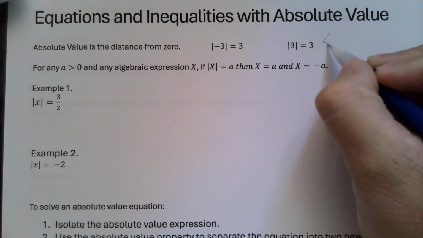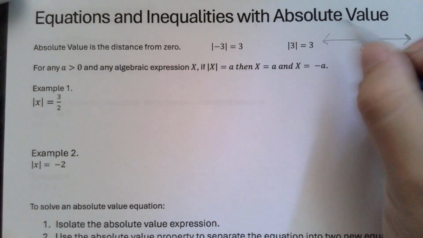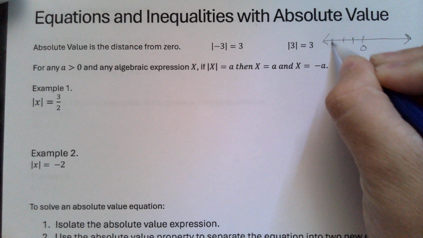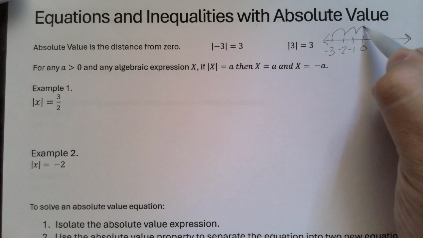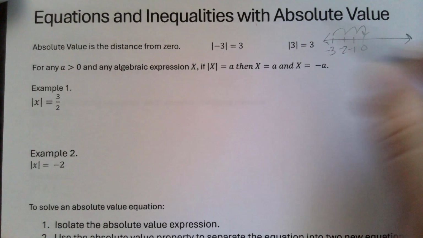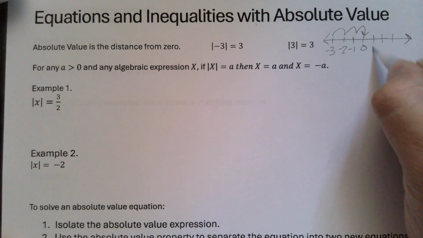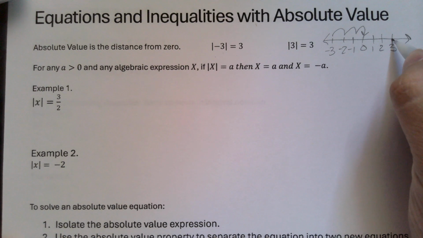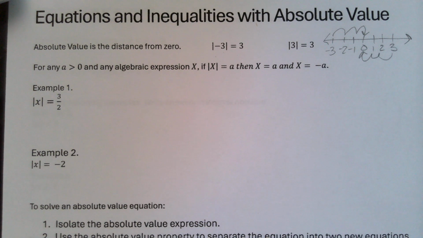Let's show what I mean by distance from 0. So the absolute value of -3, we go to -3 on our number line, and I go over 1, 2, 3 places to get to 0. So that means the absolute value of -3 is +3. Now let's do the same thing for +3. Starting at +3, we want to go to 0. We go over 1, 2, 3 places. So the absolute value of +3 is also +3.